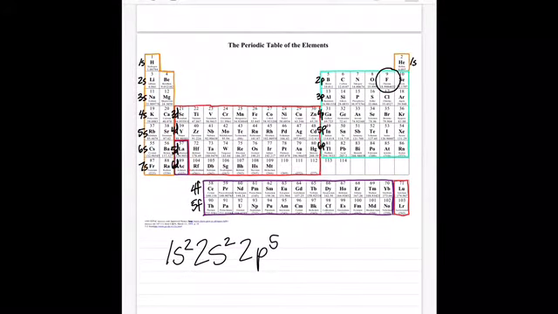There is actually a way that you can check yourself. You count up all of the superscript numbers, or the exponents we could call them, and they should equal your number of electrons. Fluorine had 9. So 2 + 2 + 5 = 9. So we're good. This was for fluorine. So let's try something else. Let's try one a little further down.